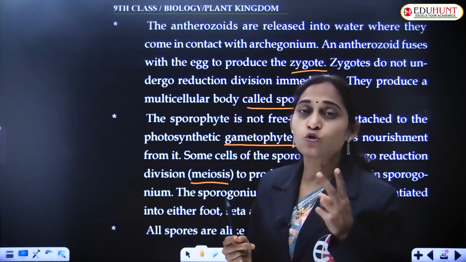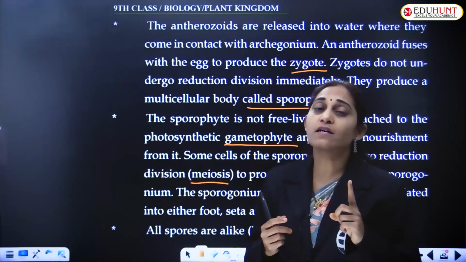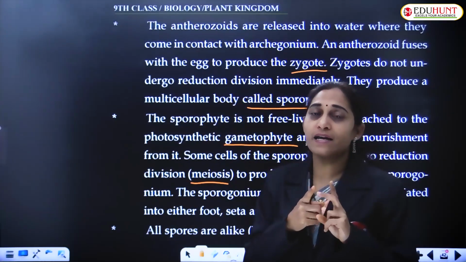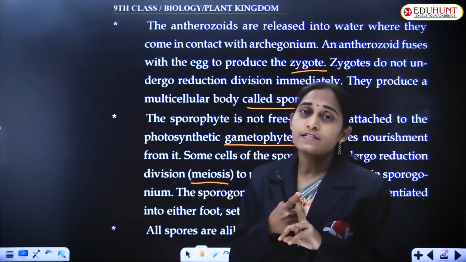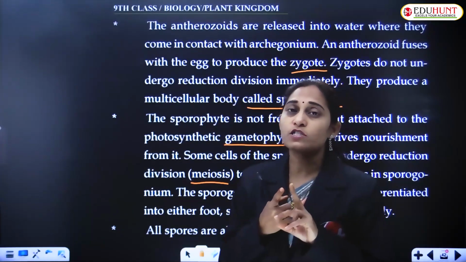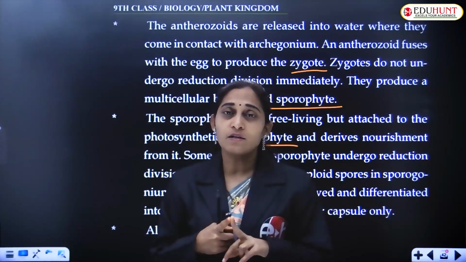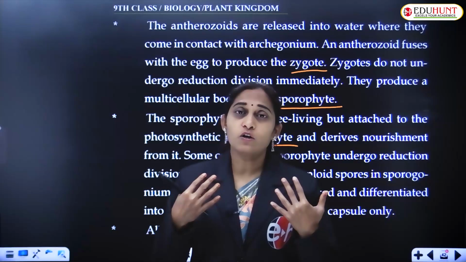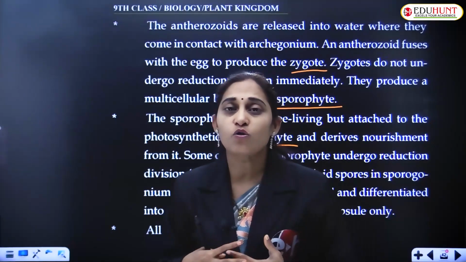So there are two major events that happen in the life cycle. One is the meiotic division, and the second is the fusion, or fertilization. Fertilization results in the formation of the sporophytic phase, which is a diploid one. Fertilization is nothing but fusion of male and female gametes. Fusion results in doubling of the chromosome number.